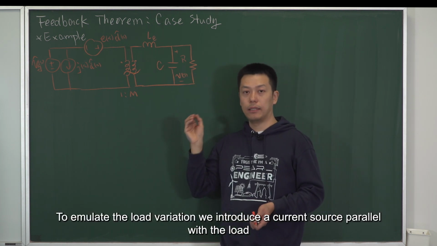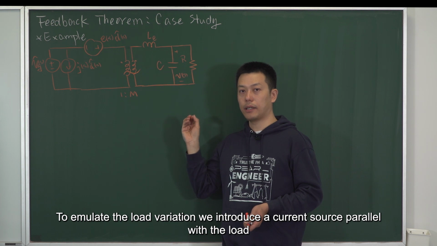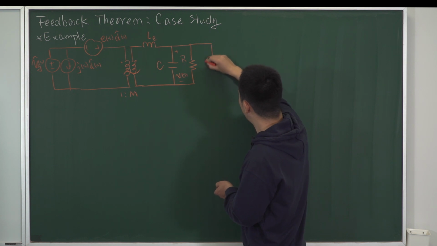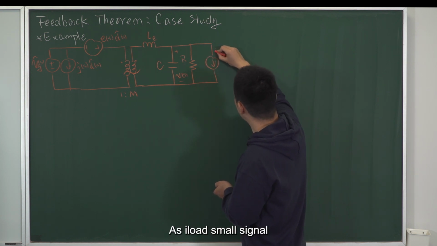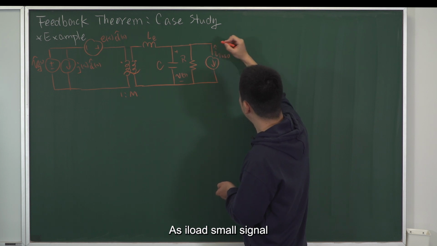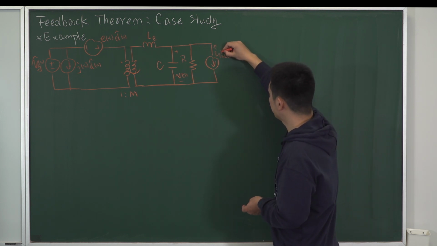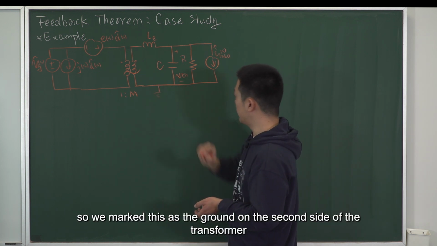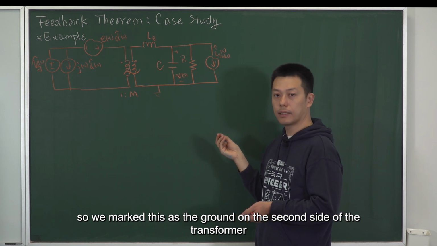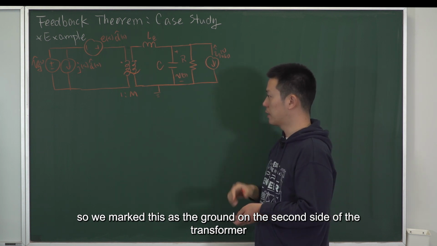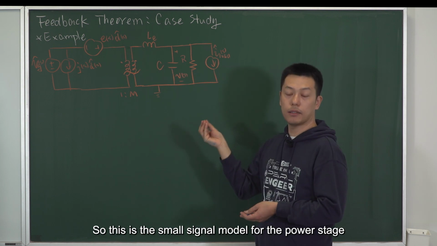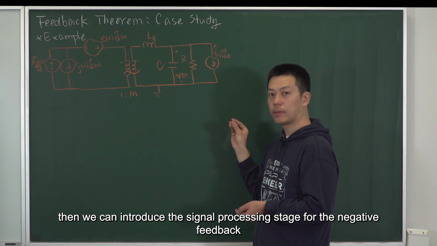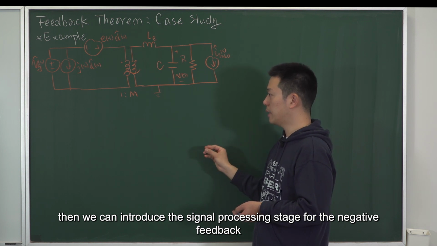To emulate the load variation, we introduce a current source in parallel with the load, the small signal I load. So we mark this as the ground on the second side of the transformer. Then, this is the small signal model for the power stage. Then we can introduce the signal processing stage for the negative feedback.